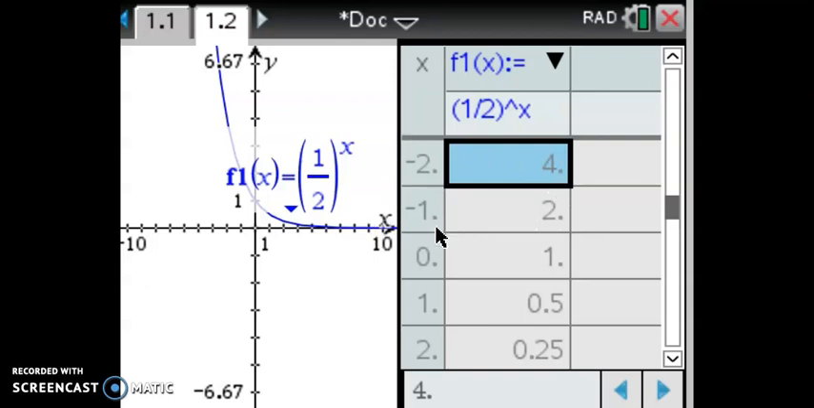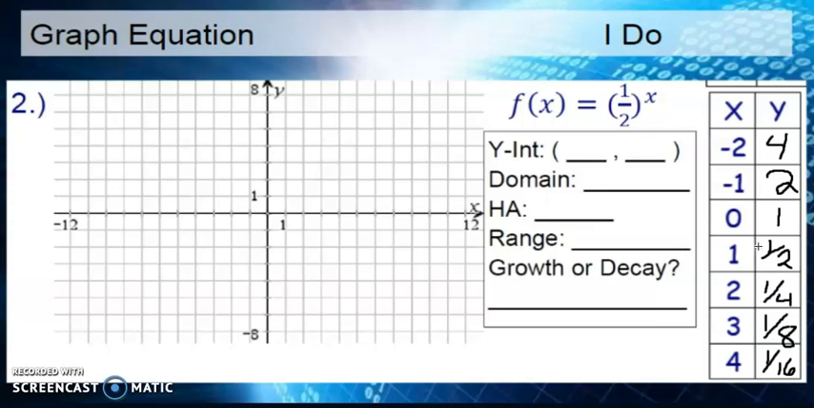Here's our input, our x values. Here's our output, our y values. So here's our table of values. The y-intercept is when x equals 0. When x is 0, y is 1. So our y-intercept is 0, 1. Let's go ahead and plot that point on the graph.